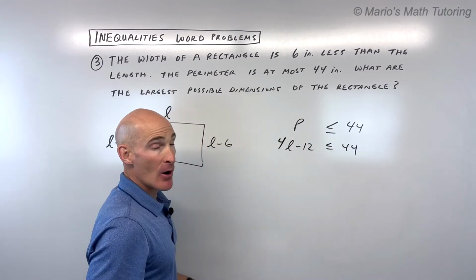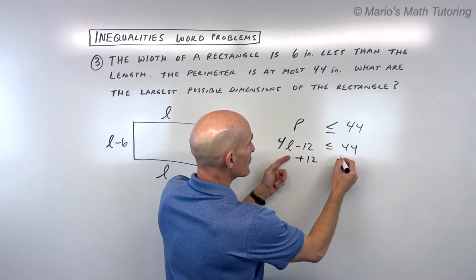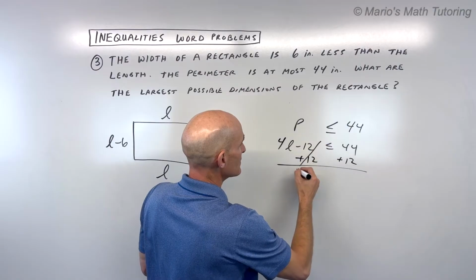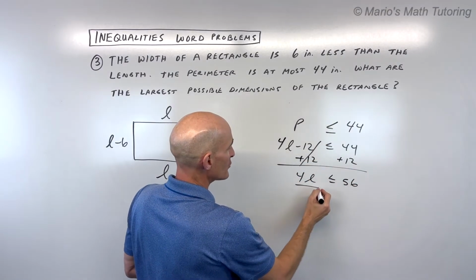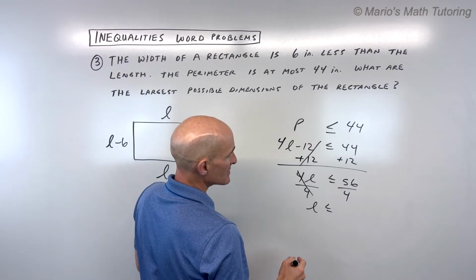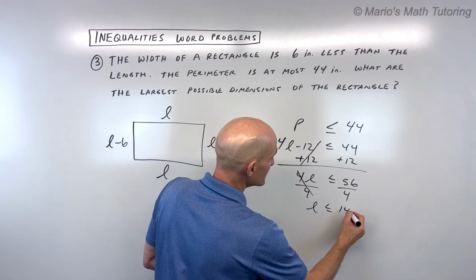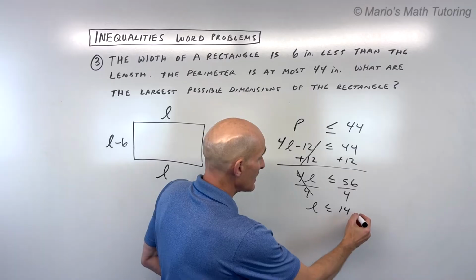Okay, and now we're going to solve for L. So let's get the variables on one side, numbers on the other. We're going to add 12 to both sides. Divide both sides by 4 to get L by itself. So that comes out to 14. So the length has to be less than or equal to 14 inches.